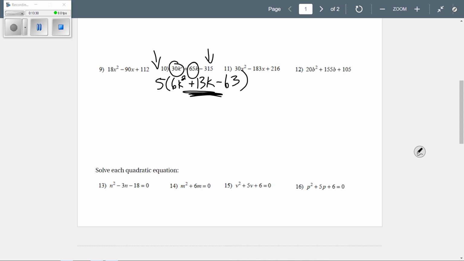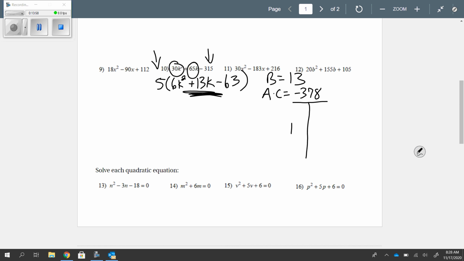It's all the same stuff we have been doing. A is greater than 1, so we know our B is equal to positive 13. Our A times C, which is 6 times negative 63, is negative 378. And again, I'm going to pause the video to find factors of 378 that add up to 13. All right, I'm back, and I found it to be 14 and 27. 14 times 27 is 378.